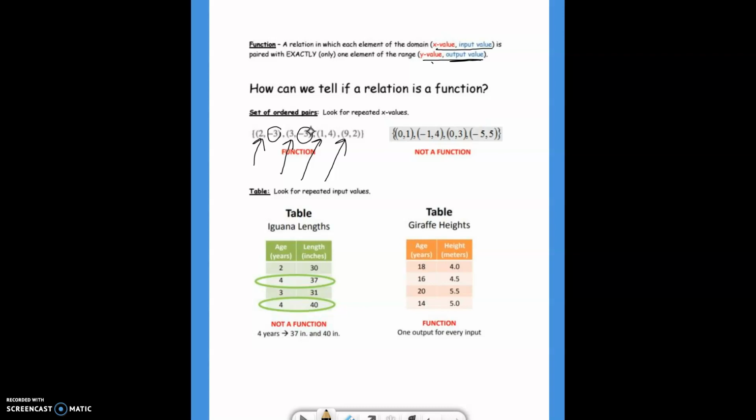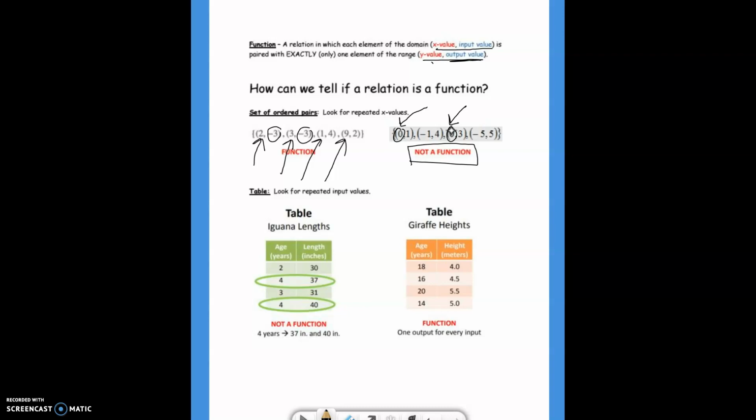Then you'll look at an example of this one. It's not a function, and the reason it's not a function is because 0, which is our input, has two different outputs. So what I like to do is look at the x values, and if I see something repeating with a different output value, then I know it is not a function.